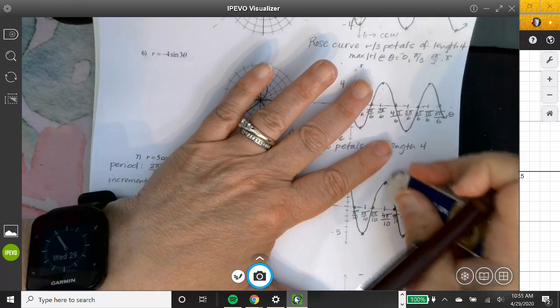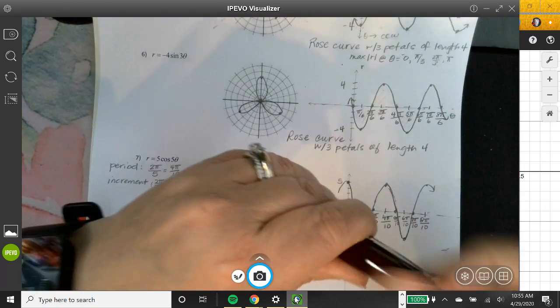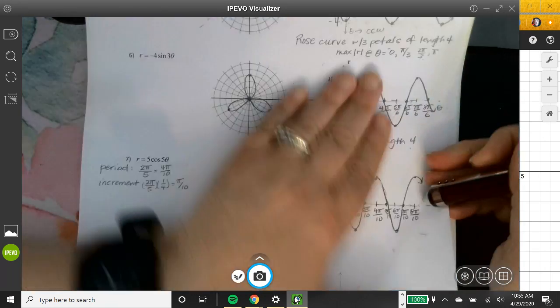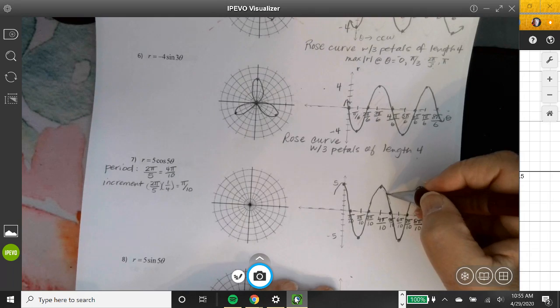I'm doing this on purpose, you know, just so that you can have some time to graph your graph too. No, I'm not. I'm doing it because I'm not perfect.